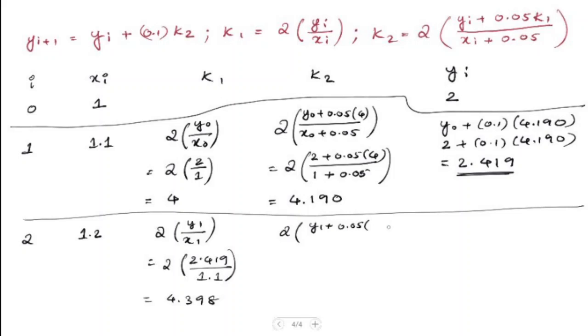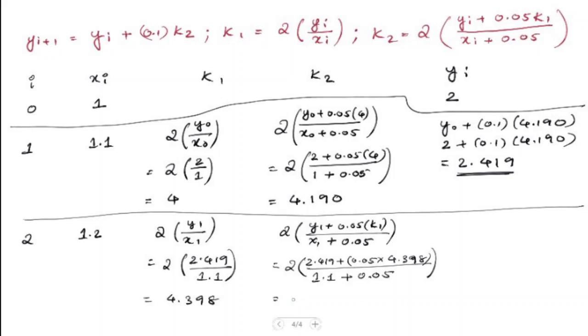And for K2, we'll have 2 times y1 plus 0.05 times K1, which is, I'll write the value next time. So here I'll just write it as K1 divided by, we have x1 now, plus 0.05. So this is equal to 2 times y1, which is 2.419, plus 0.05 times K1, that's 4.398, divided by x1, which is 1.1 plus 0.05. So when you solve this one here, you will get the value as 4.589.